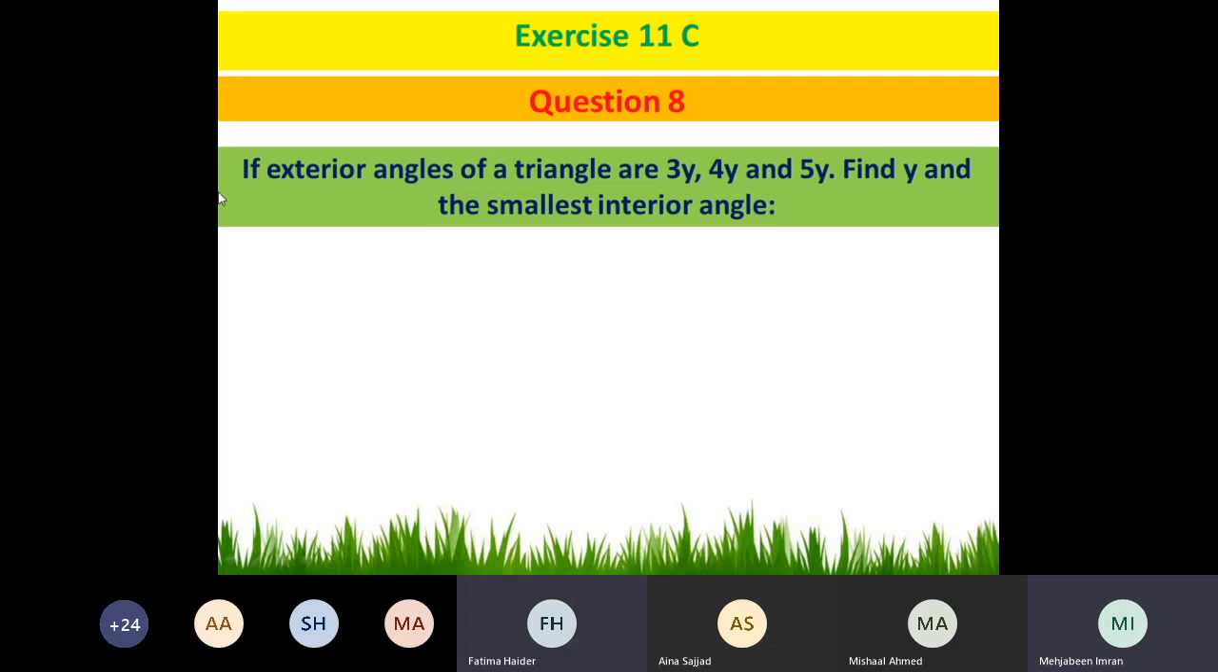So what is your point of view? What should be the first working? What should we do first of all in this? Miss, should I tell? 360. Yes. Miss, 3y plus 4y plus 5y is equal to 360.